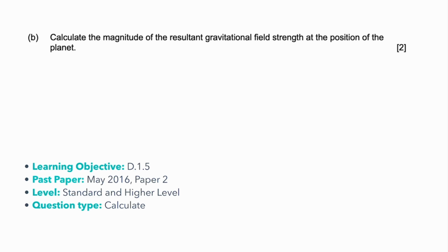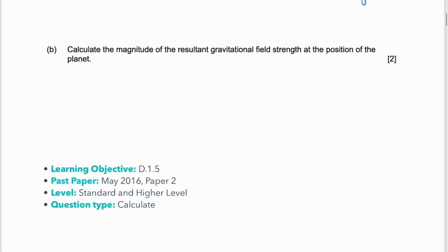B. Calculate the magnitude of the resultant gravitational field strength at the position of the planet. Let me just remind you what's happening to that planet. Here's the planet here.